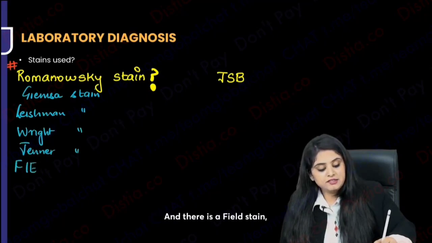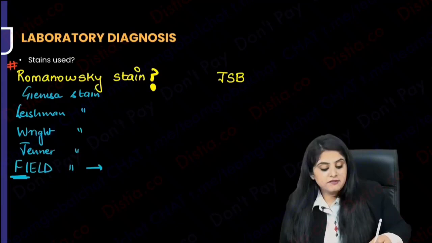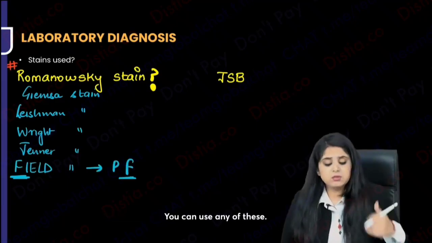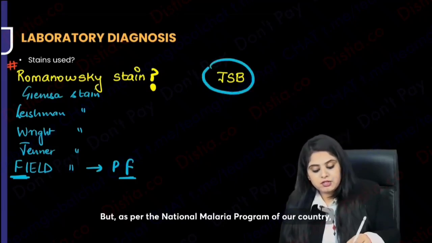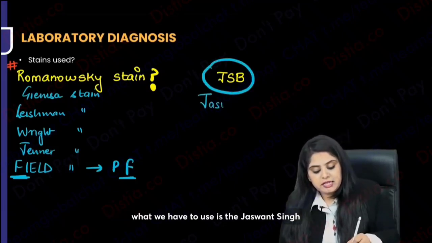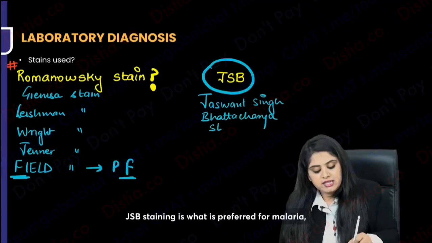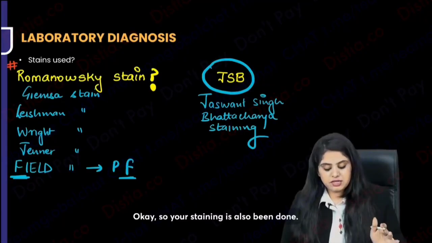And there is a Field stain, for which there was an F for F mnemonic. Field stain is an important stain for which plasmodium? For falciparum. You can use any of these, but as per the national malaria program of our country, what we have to use is the Jaswant Singh and Bhattacharya stain. JSB staining is what is preferred for malaria, as per our malaria programs. Okay, so your staining has also been done.